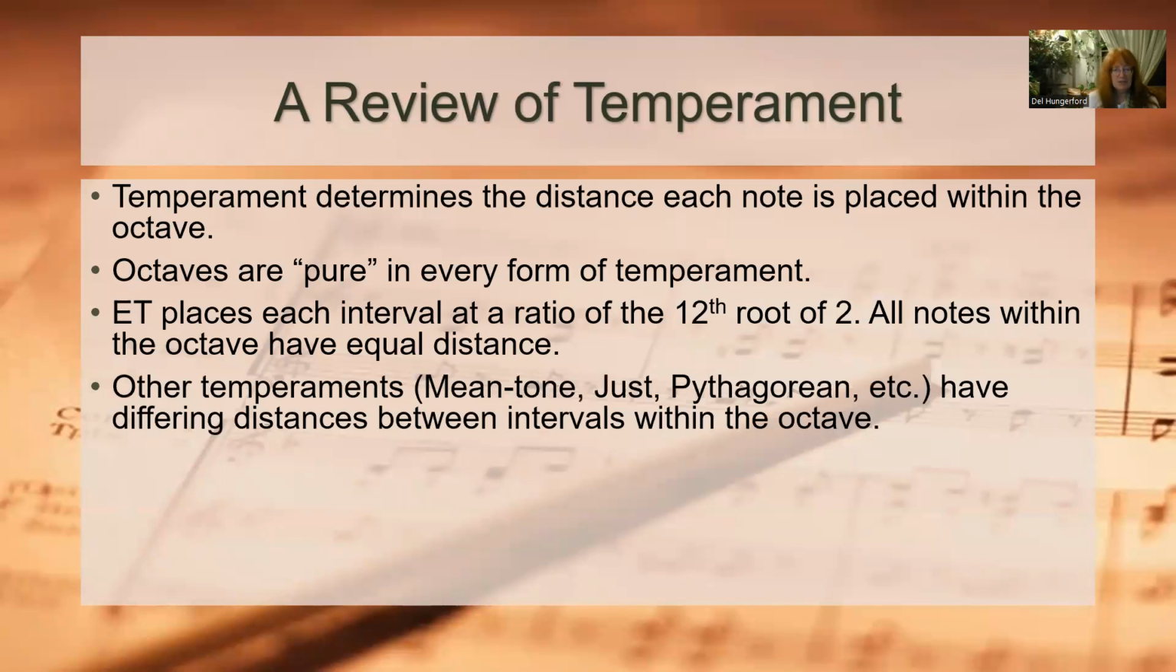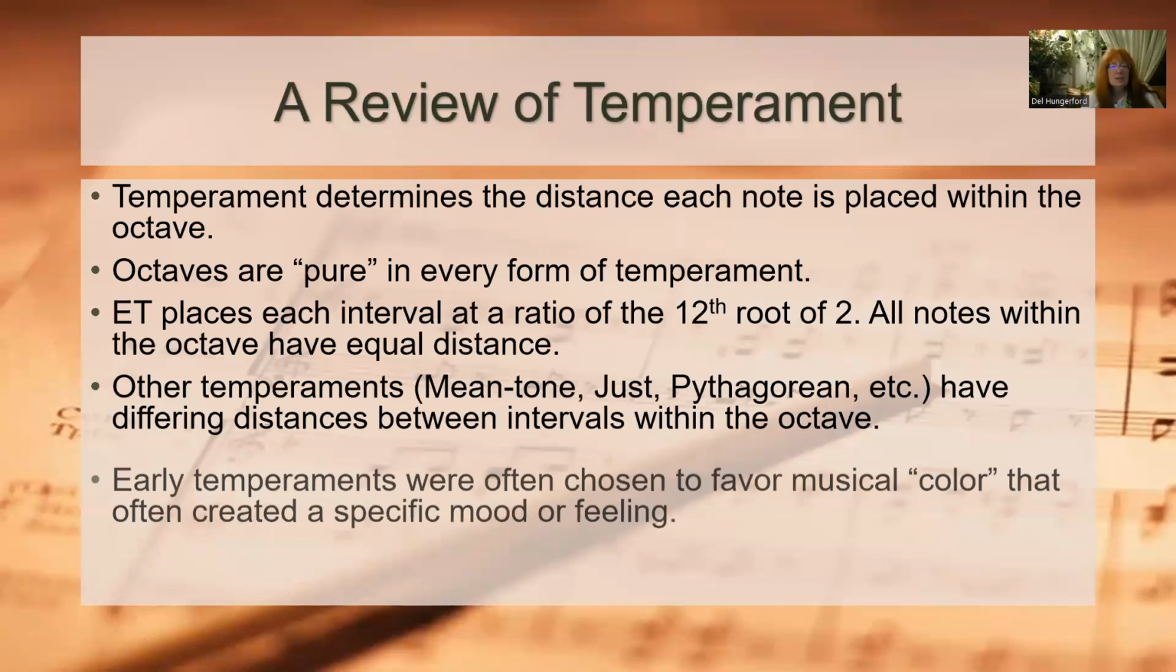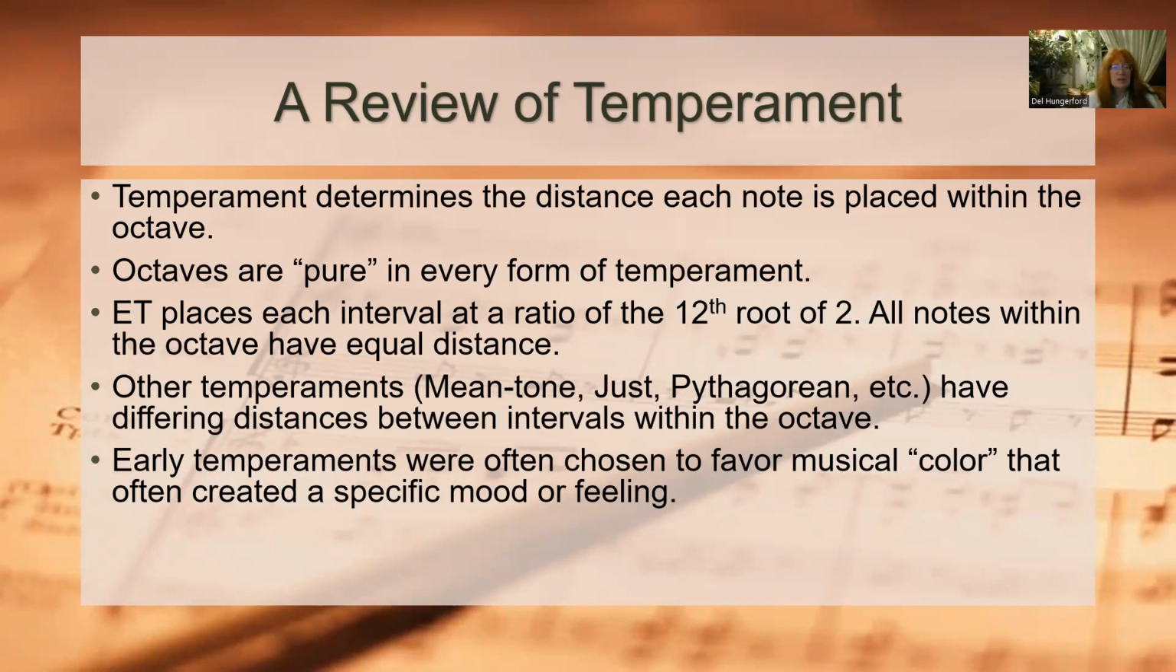Other temperaments, mean tone, just, Pythagorean, etc., are going to have differing distances between intervals within the octave, which you saw when I showed you the chart comparing the 5 different temperaments. Early temperaments were often chosen to favor musical color, and we'll get into that a bit here in a minute. And that color often created a specific mood or feeling.